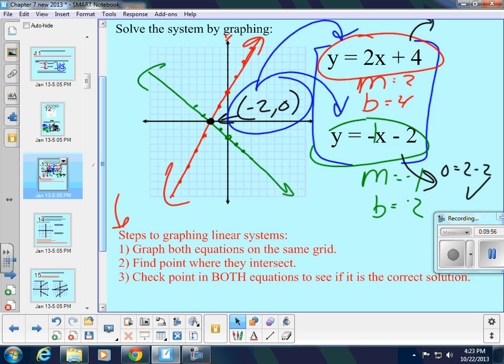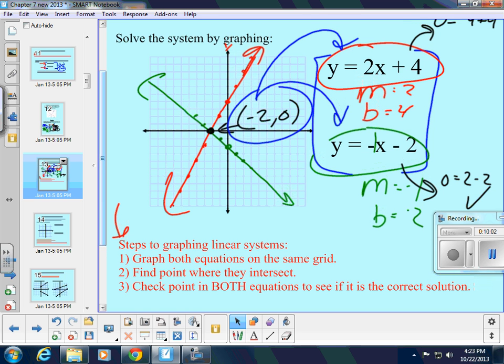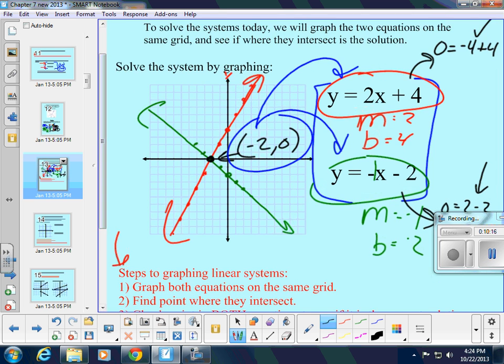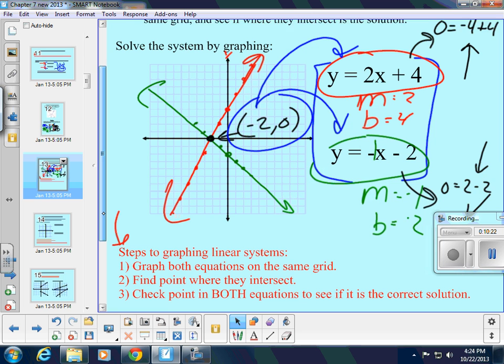And then 3, check a point, as I did there in the black writing. Check that point to see if it works in both of the equations, so that I know that's the correct solution to the linear system. And again, this is the kind of work I would look for as well. If you're wondering what to show, here's exactly what I would look for. Just plugging those numbers in and seeing what you get on each side of the equation and checking to see does that work or not.